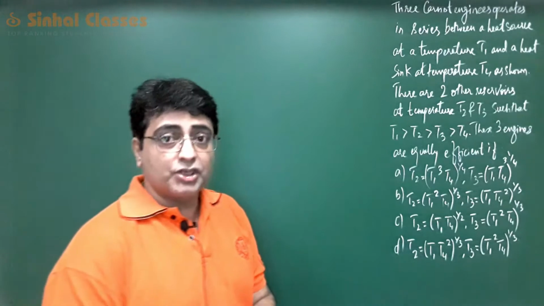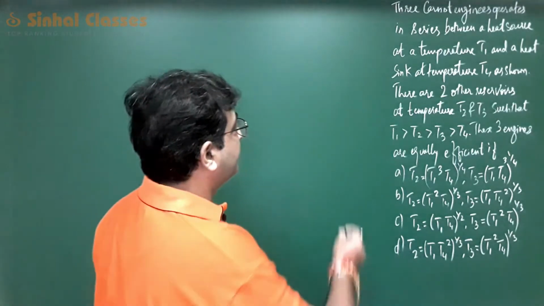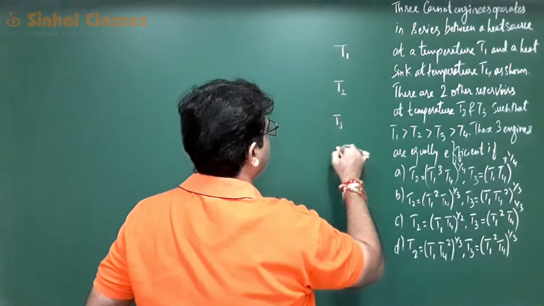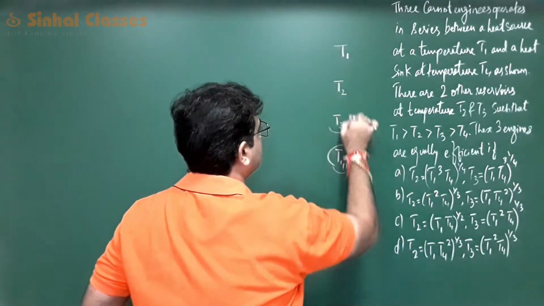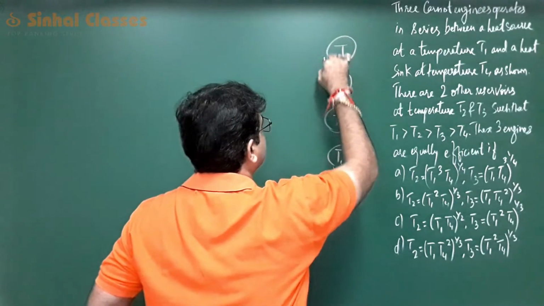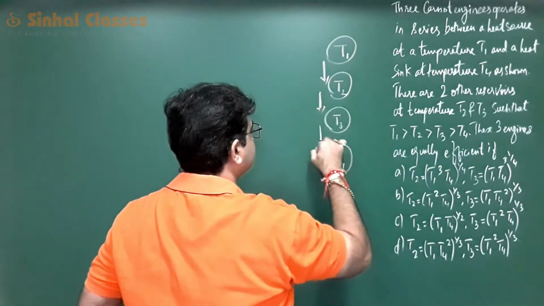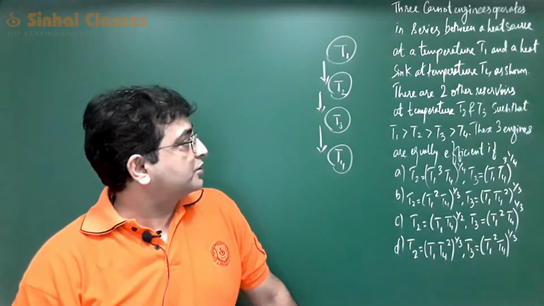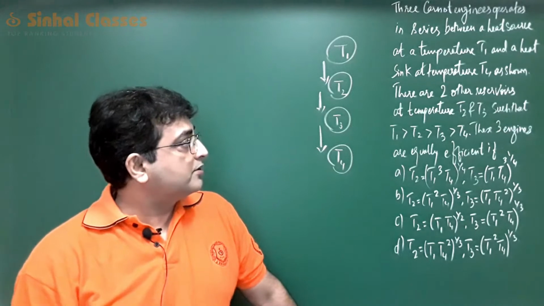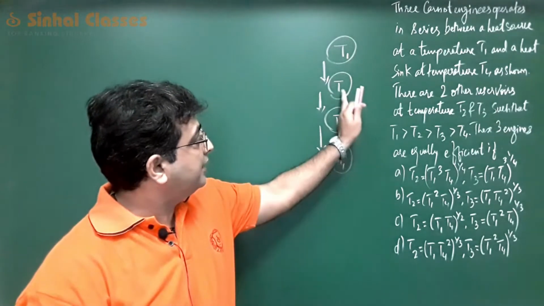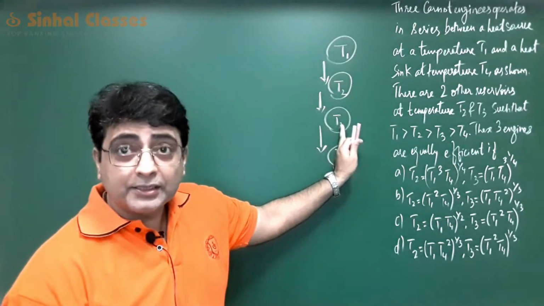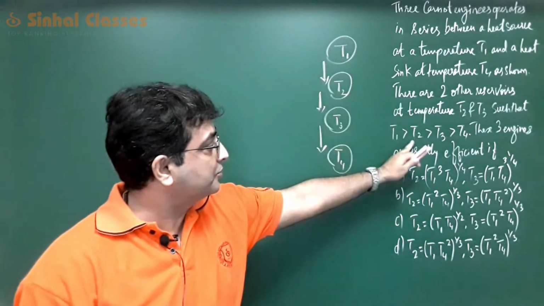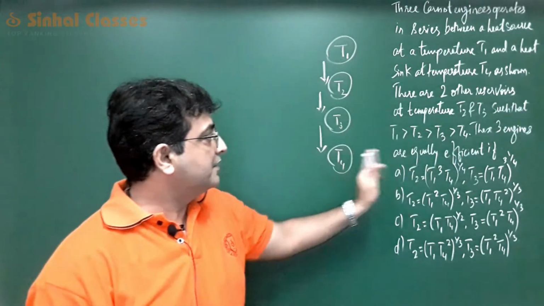Now when I use the words as shown, that means how exactly you have the flow of the heat. We consider it's T1, T2, T3 and T4. This is how the flow I'll consider. So it's T1, T2, T3 and T4, students, that's how we consider. Now there are 2 other reservoirs at temperature T2 and T3 such that, students, the temperature T1 is greater than T2, is greater than T3, is greater than T4.